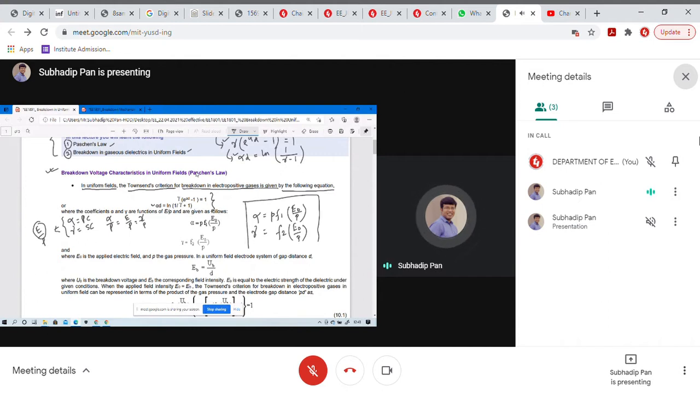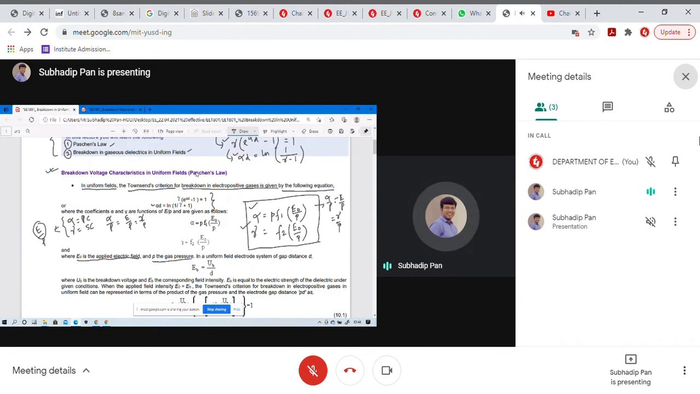You must remember the primary coefficient and the secondary coefficient, because they come from the equation alpha by P equals a function of E by P, and lambda by P likewise. From there we are getting this equation. Okay, and E0 is the applied electric field, as I already mentioned, and P is the gas pressure.